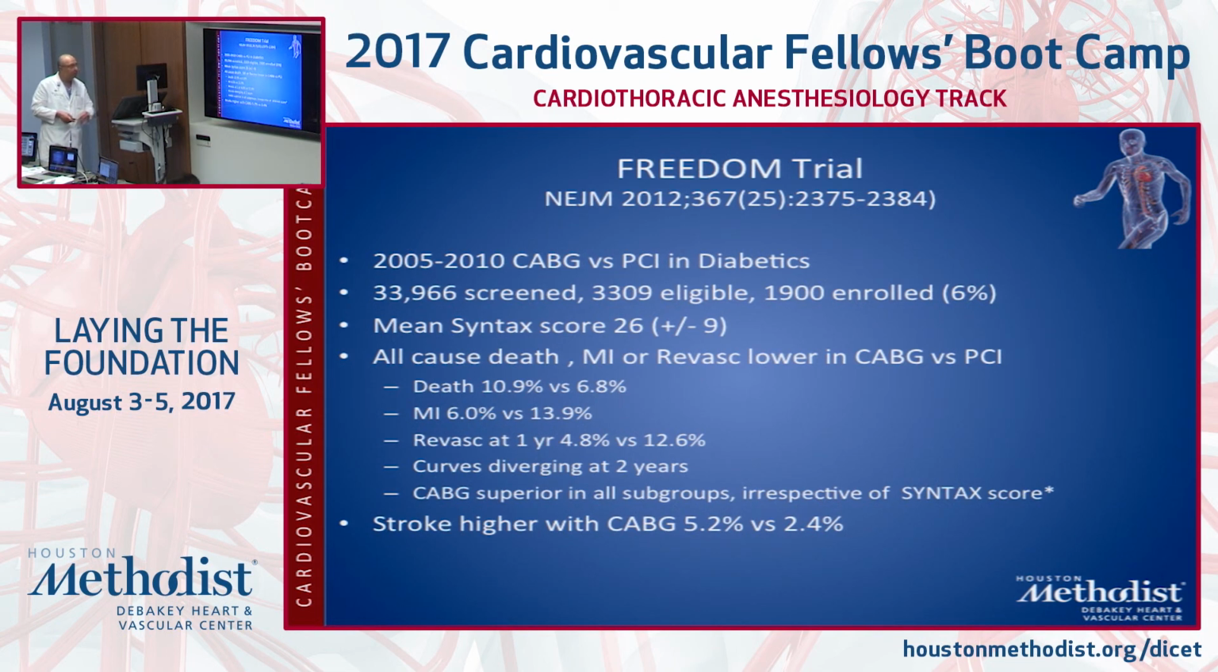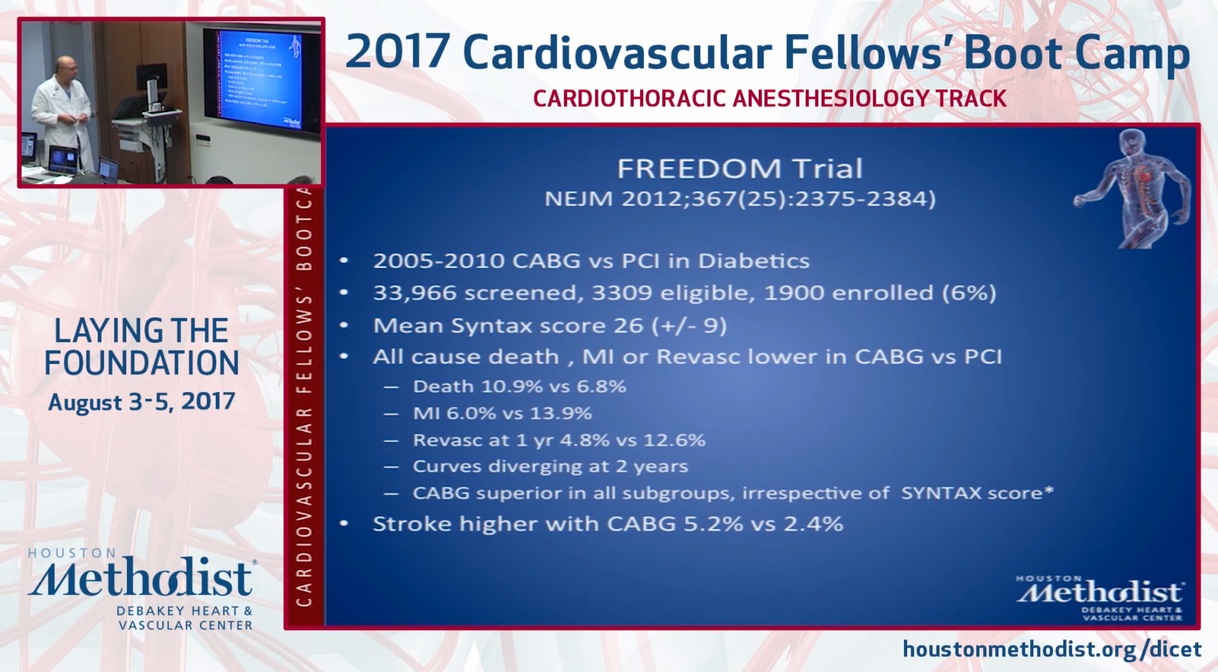By this time, the SYNTAX score methodology had been created, and they used it in this trial. The mean SYNTAX score was 26, which was in the intermediate range, and they showed that for all-cause death, MI, or revascularization, CABG was superior to PCI. The numbers are there: death 10.9 versus 6.8. MI was much less in CABG.